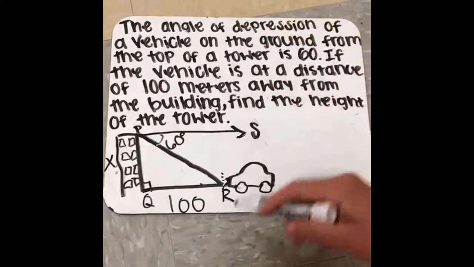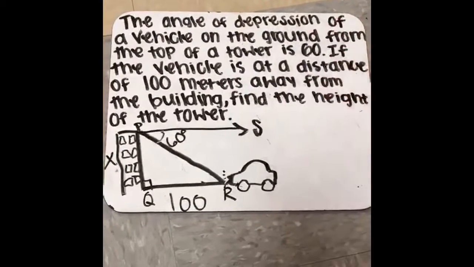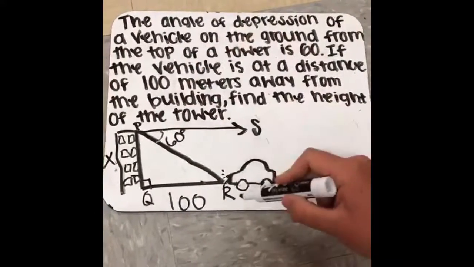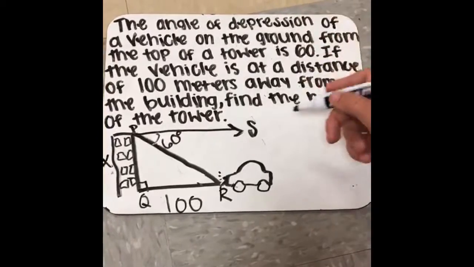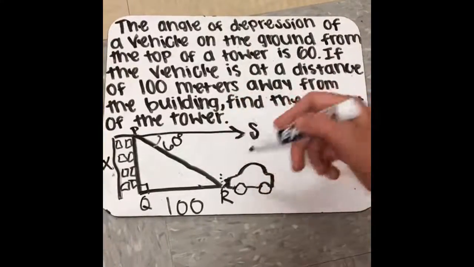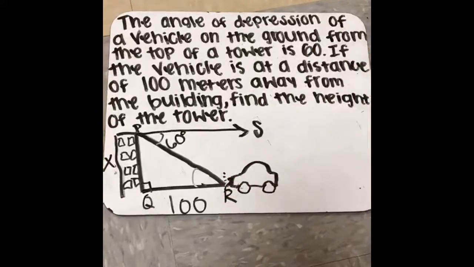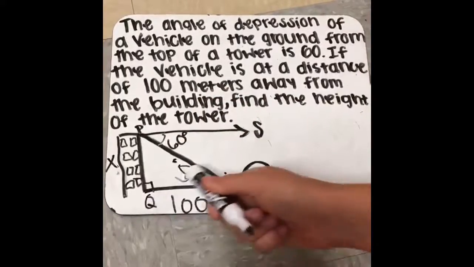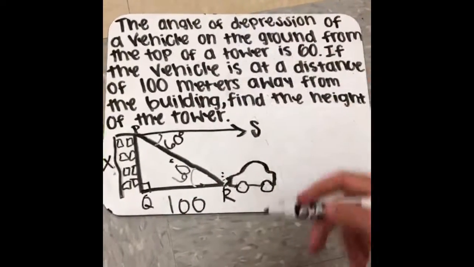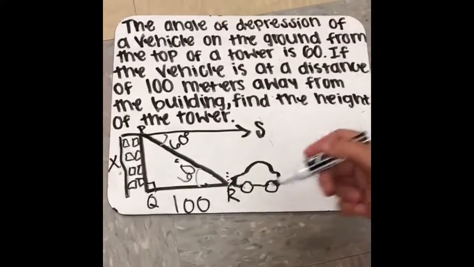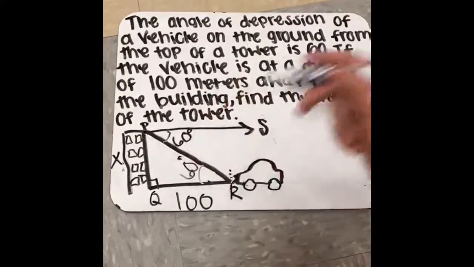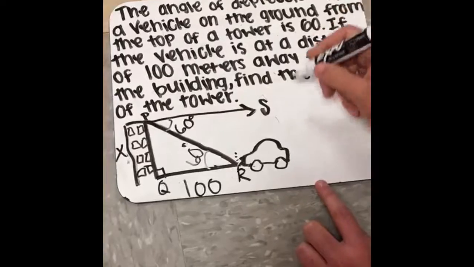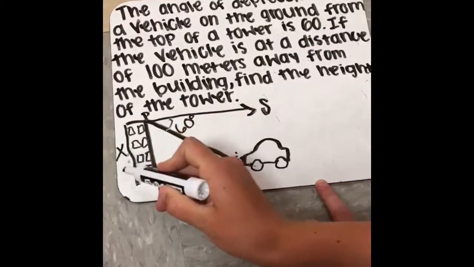So we've labeled everything, and again, we got the 100 meters from where it says the vehicle is at a distance of 100 meters away from the building, and PQ again is the building, and R is the car. Now we can solve. Since the angle of depression is 60 degrees, these are going to be opposite interior angles, so this will also be 60 degrees. And now, since this is a triangle, and this forms a 90-degree angle, just because it's a straight line and they're going to be perpendicular, we can use trigonometry to solve for it.